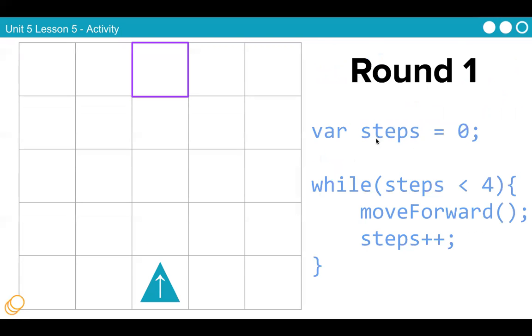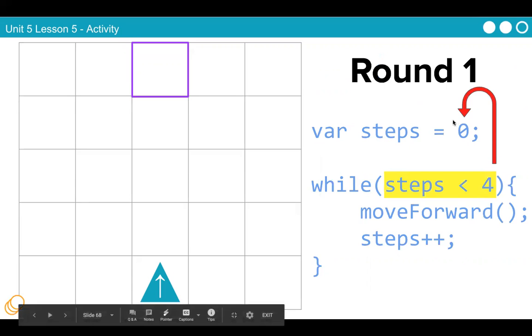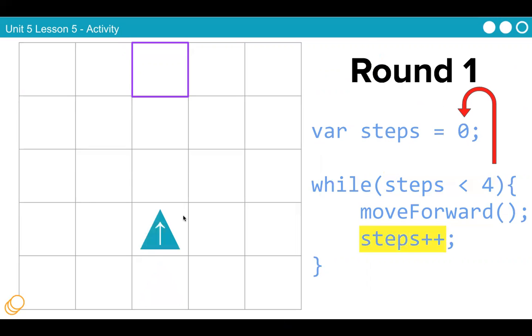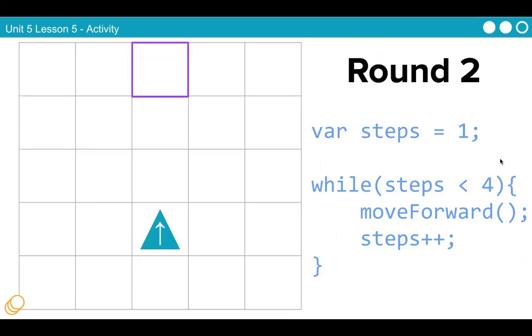Okay, so round 1. Steps is 0. While steps is less than 4, well, we check. And steps is 0. That is less than 4, so it's true. So we're going to move forward, and then we're going to add 1 to steps. So steps is not 0 anymore. Steps is now 1.